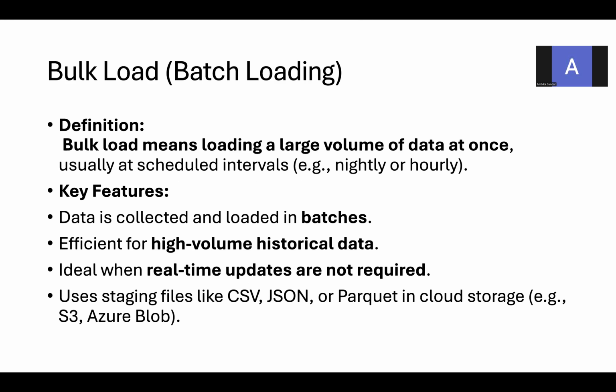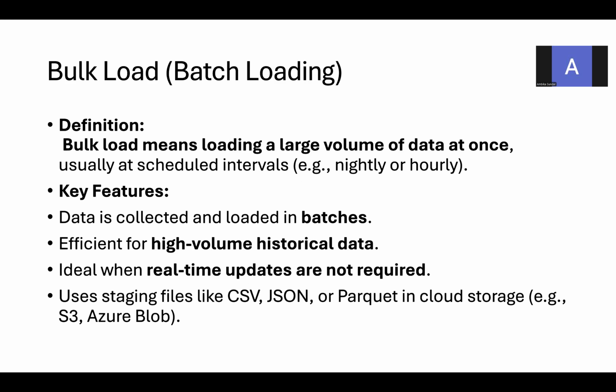Key features. Data is collected and loaded in batches. Efficient for very high volume historical data. Historical data means many years, almost 5 years, of data that you are going to load into the Snowflake data warehouse. High volumes means billions of records. Ideal when real-time updates are not required. At that time you need not bother about real-time updates. You are going to maintain the historical data in the Snowflake data warehouse.